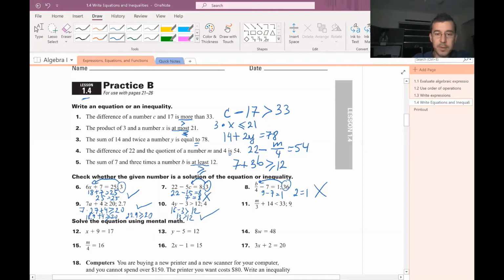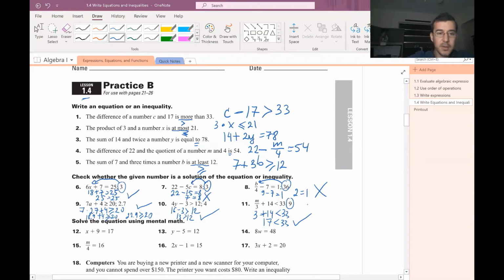Number 11, we substitute 9 for m. So 9 over 3 is 3, because 3 times 3 is 9. So m over 3, 9 over 3 is 3, plus 14 is less than 33. 3 plus 14 is 17. 33 is greater than 17, yes.